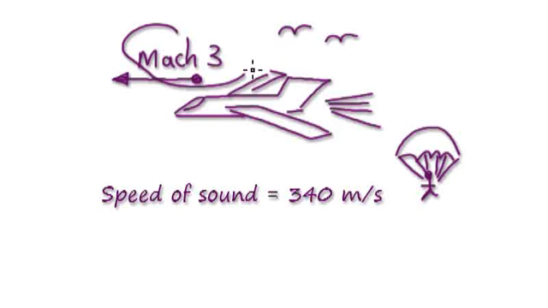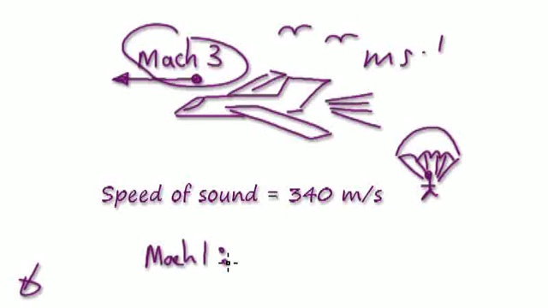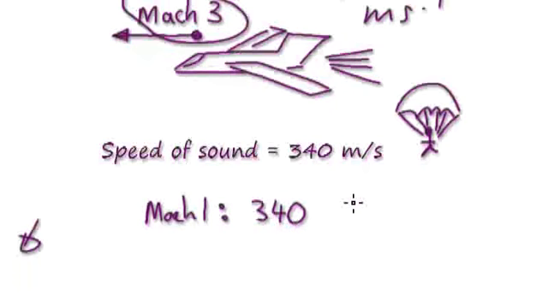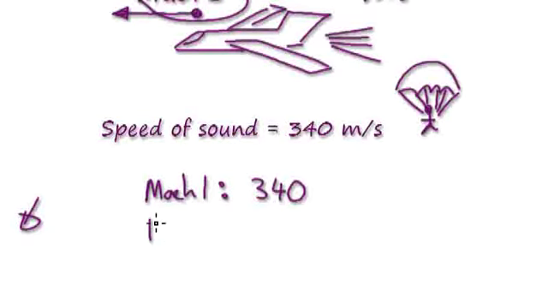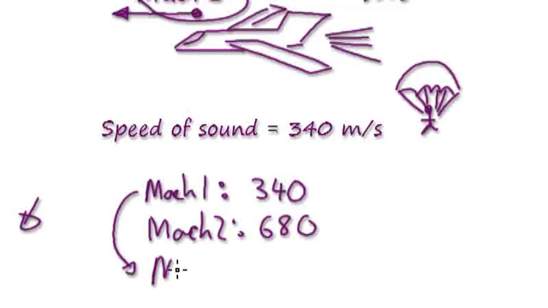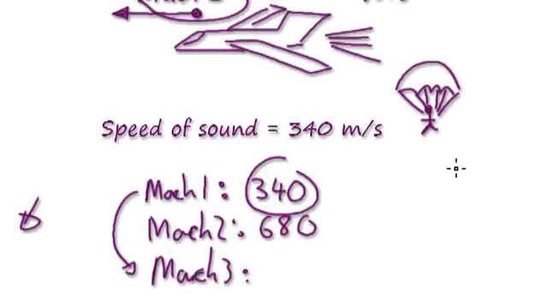Now convert Mach 3 into meters per second. Press pause and have a go. Mach 1 is the speed of sound, 340 meters per second. If you have Mach 2, then it's going to be twice as fast, so that would be 680. You just have to times it by 3 for Mach 3. So it's going to be this number here times 3.